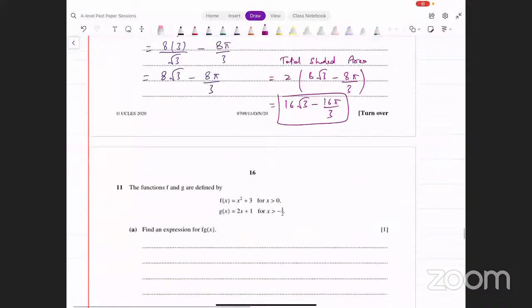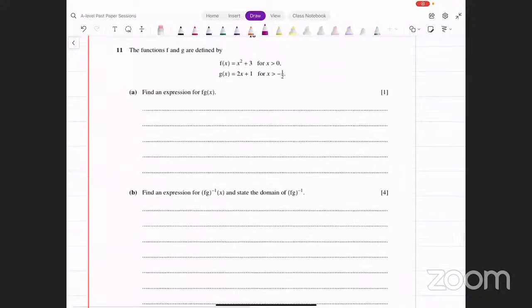Okay, let's move on. This is question number 11 now. It's on functions. The functions f and g are defined by f of x equals x squared plus 3 and g of x equals 2x plus 1. दोनों के domains दी हुई हैं. You first have to find an expression for fg of x. Composite function find करना है. f के अंदर आपको क्या करना है? g input कर देना. Right?